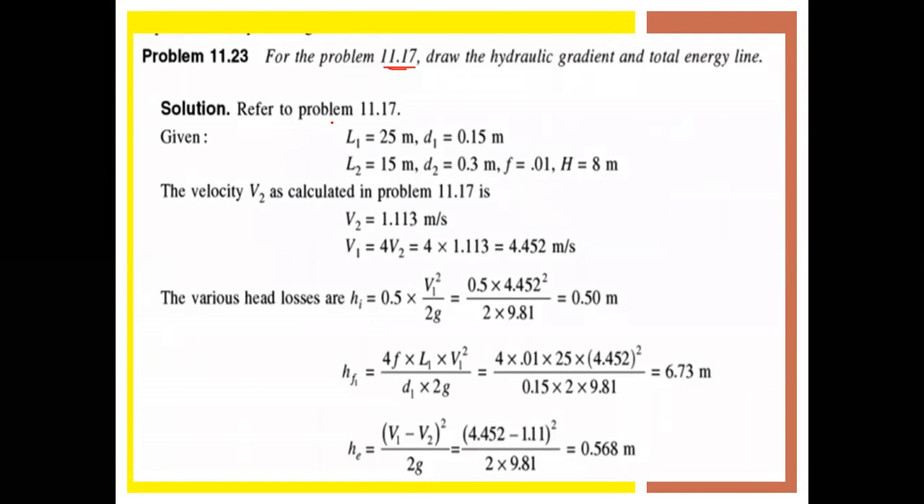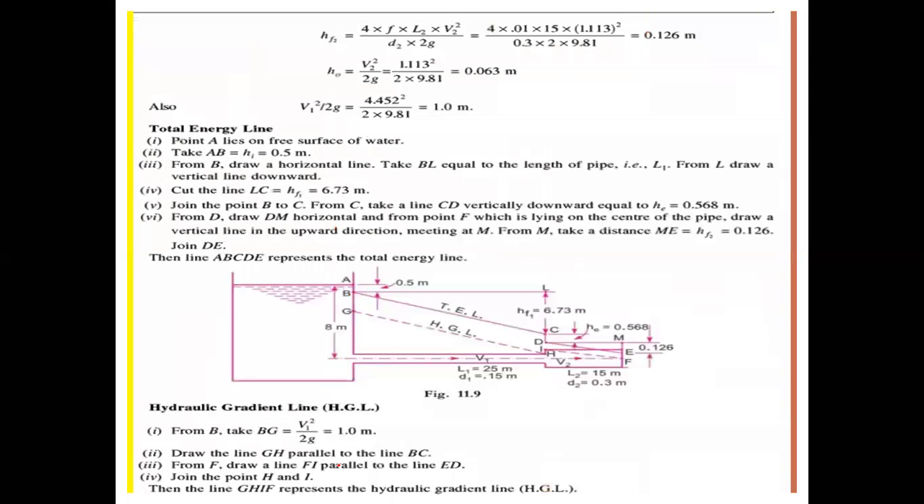So take from the data: L1, L2, V1, V2, right. HI was found as 0.5 times V1 square by 2g. HF1 was found as 6.73. HE was found as 0.568. HF2 was also found. All these we have already done in the earlier problems. H naught we found, V square by 2g also we got. Now what is to find? Find TEL and HGL, right?